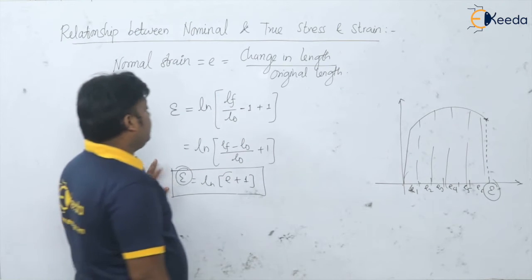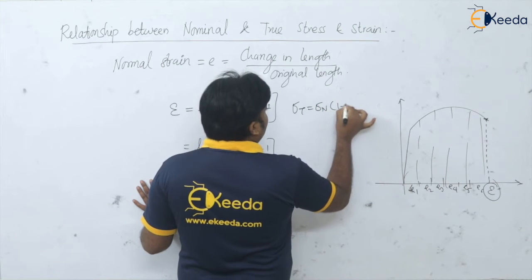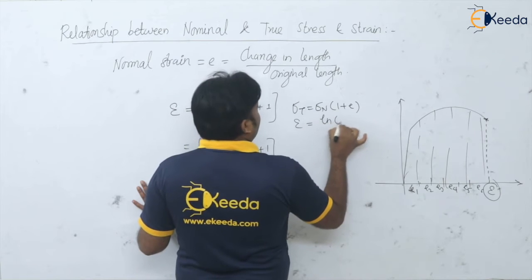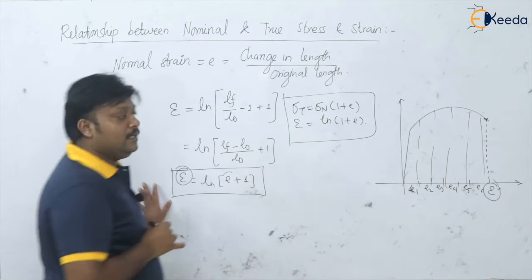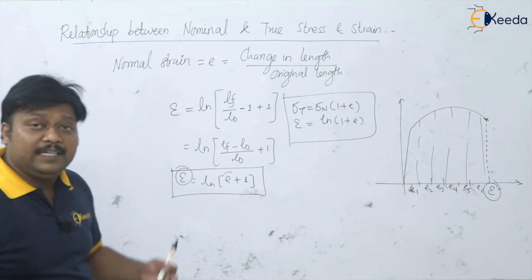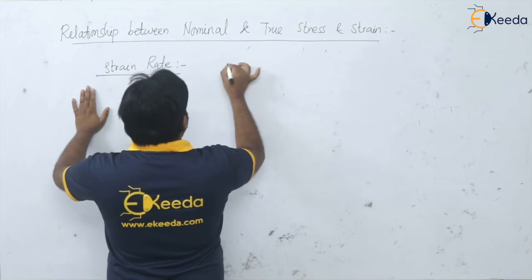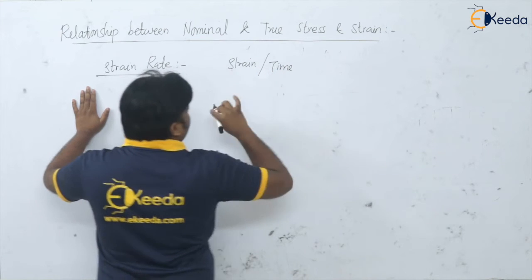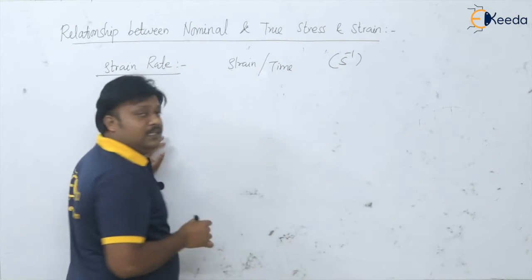So dear students, the two relations we got here are sigma T equal to sigma N into bracket 1 plus E, and epsilon equal to ln of 1 plus E, isn't it? Now in the same fashion, if we want to calculate the strain rates, it is nothing but the strain per unit time, of course, and the unit will be second inverse or per second.